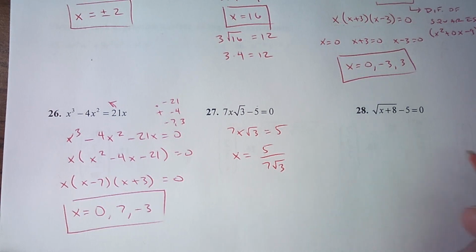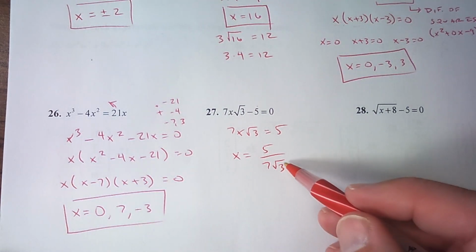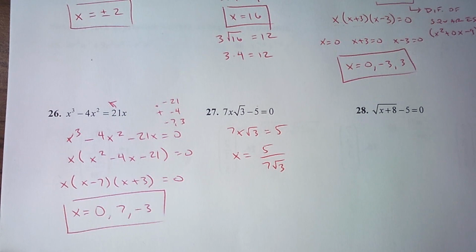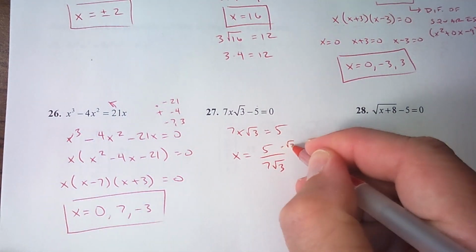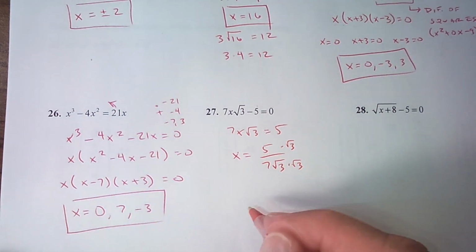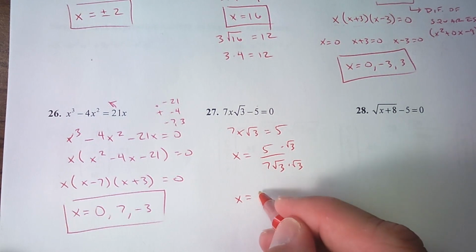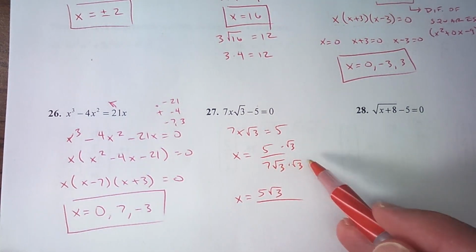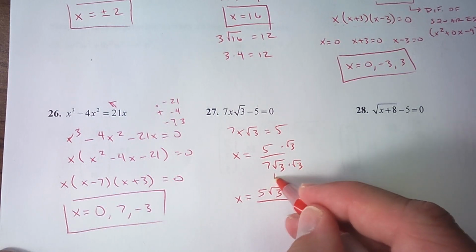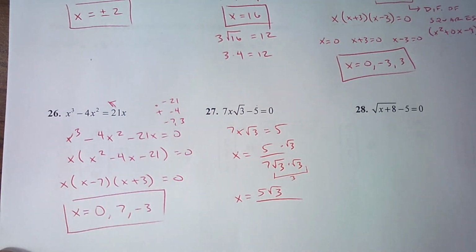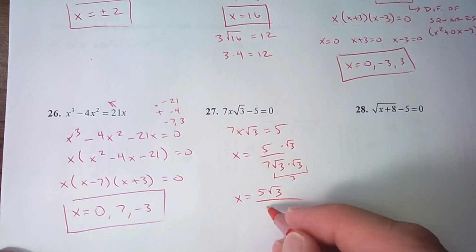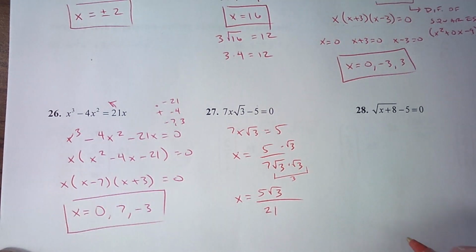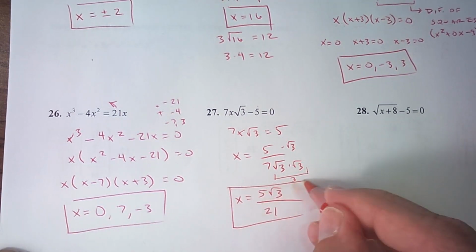Okay, now there's a rule in math that we do not leave irrational numbers in the denominator, so we need to rationalize this denominator. So I'll multiply top and bottom both by the square root of 3. So the top is 5 times the square root of 3. The bottom is 7 times the square root of 3 times the square root of 3. Square root of 3 times the square root of 3 is 3. So I really have 7 times 3 here. The denominator is 21.